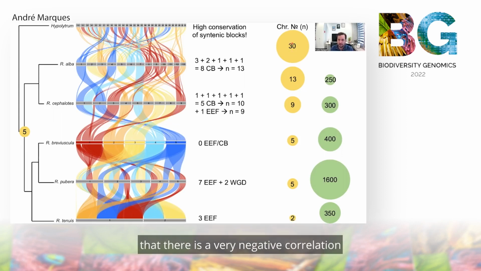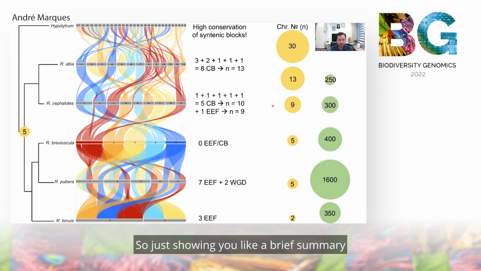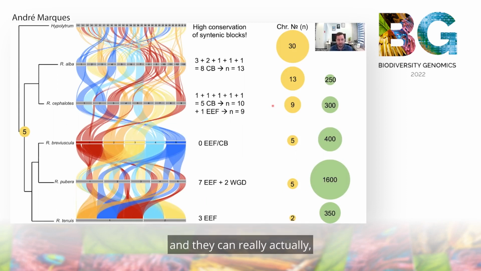Also interesting is that there is a strong negative correlation between chromosome number and genome size. So the higher the chromosome number, the smaller the genome size that we find so far. This is just a brief summary of our research and how diverse these genomes are, and they can really bring us new ways of understanding how chromosomes and genomes can evolve. That's how we are now trying to expand this analysis.